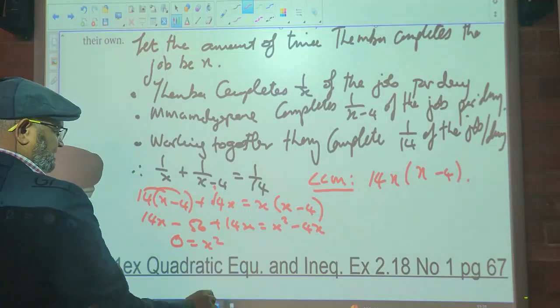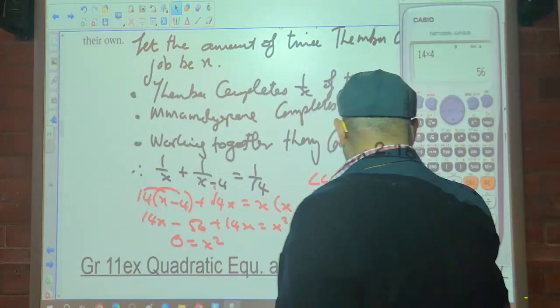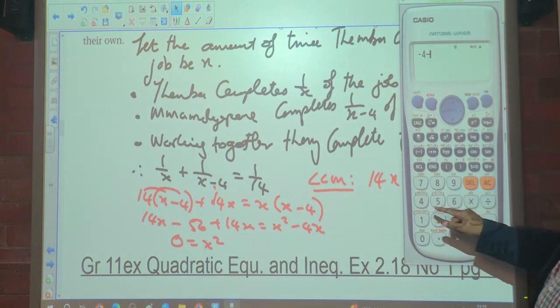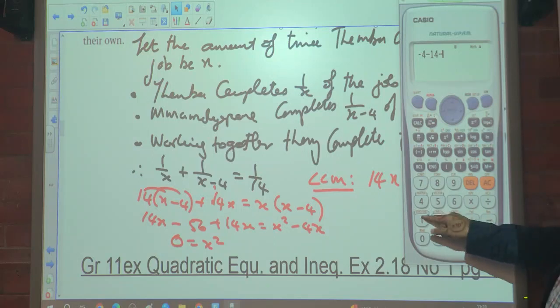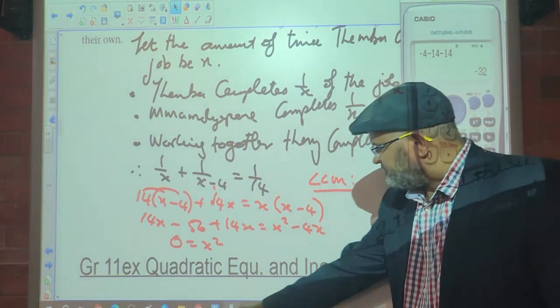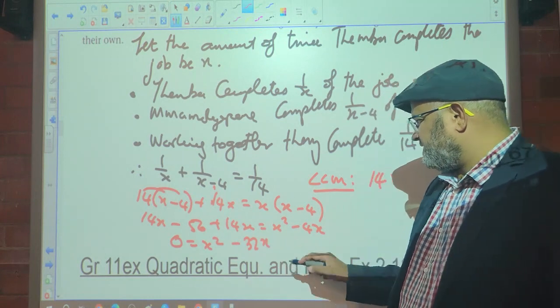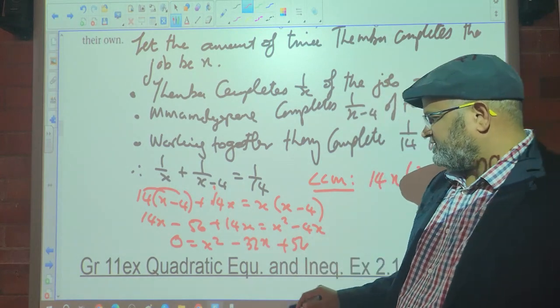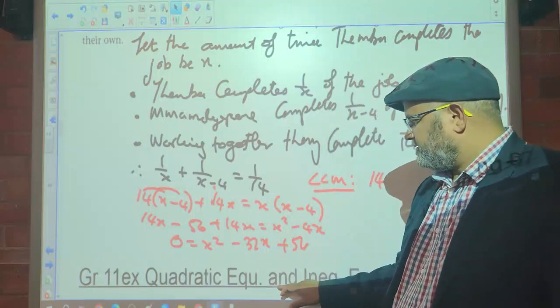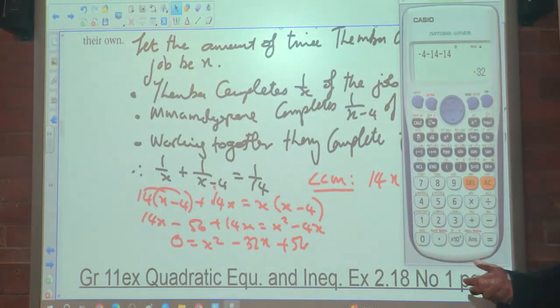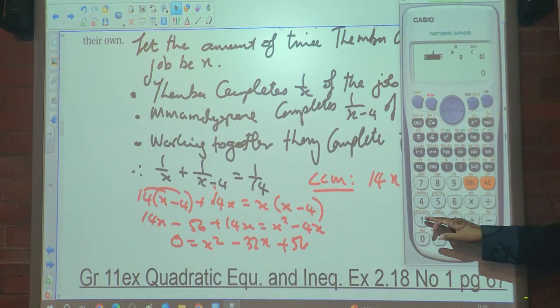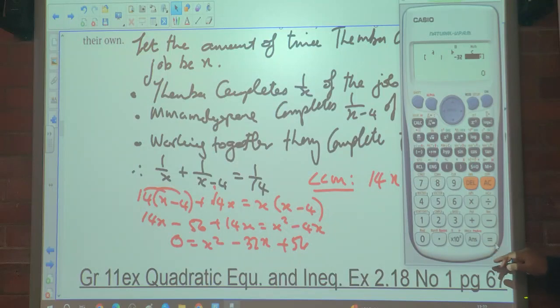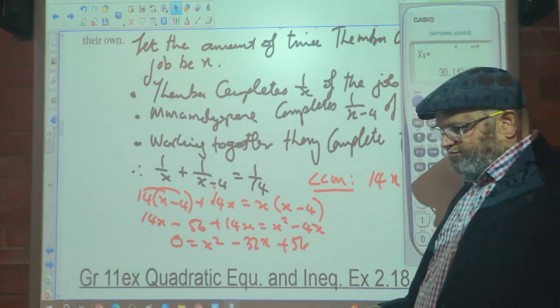So 0 is equal to x squared, negative 4 minus 14, minus 14, this is negative 32x plus 56. Quadratic equation, or we can use the factors, or we can use completing the square, or we can use a calculator. So it's 1, negative 32 and 56 gives you 30,14. Is that correct?